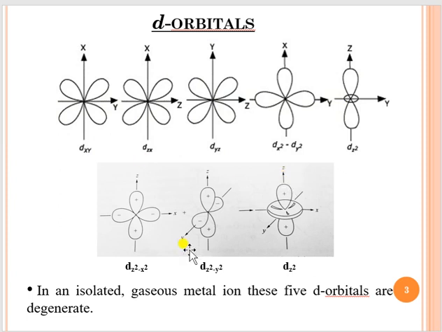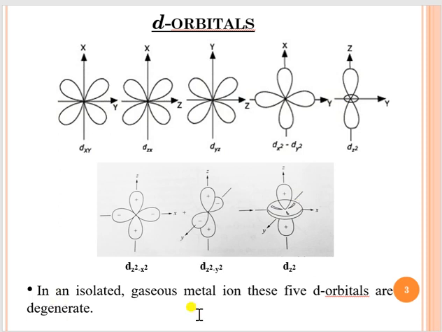One point I missed was the shape of the dz square orbital. Actually, this dz square orbital is a linear combination of these two orbitals, dz square minus x square and dz square minus y square. In both the cases, the electron density in z direction is more, hence it is shown as this, and the shorthand representation of dz square is used. This circle in xy direction is termed as donut or collar.